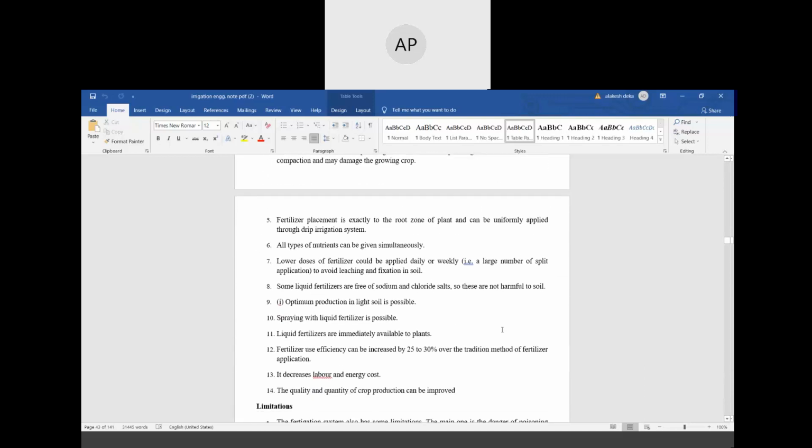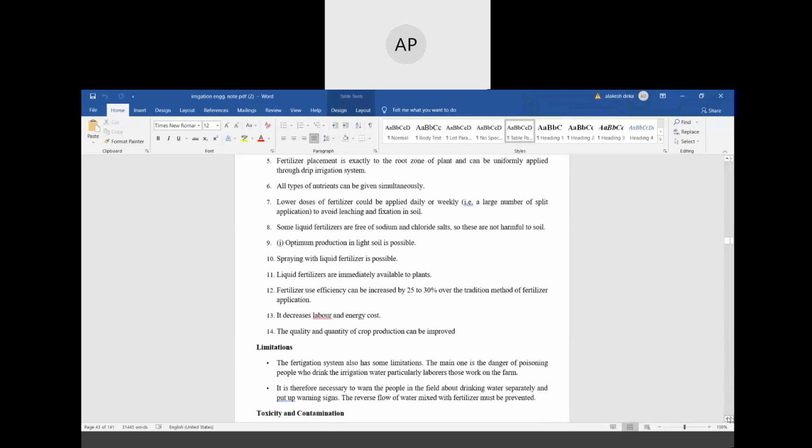Next, fertilizer placement is exactly to the root zone of the plant and can be uniformly applied through the drip irrigation system. All types of nutrients can be given simultaneously. Lower doses of fertilizer can be applied on a daily or weekly basis, so a large number of split applications is avoided. There are 14 advantages; you should at least remember 5 to 10. Spraying the liquid fertilizer is possible. Liquid fertilizers are immediately available to plants. Fertilizer efficiency can be increased by 25 to 30%.